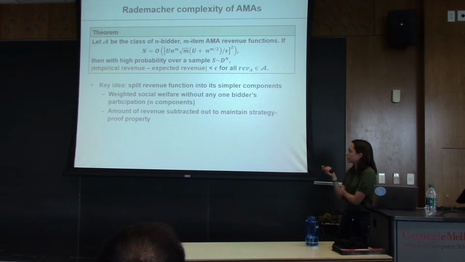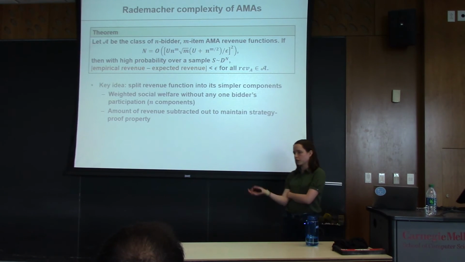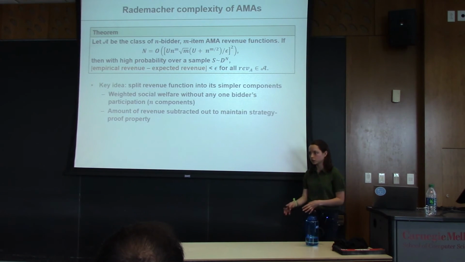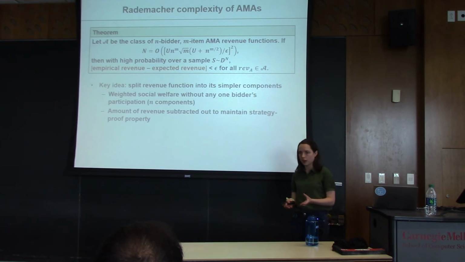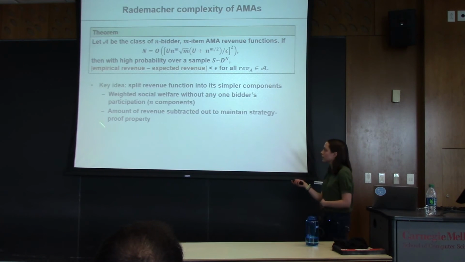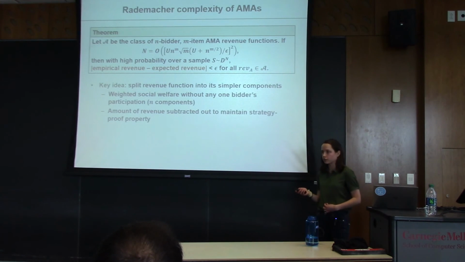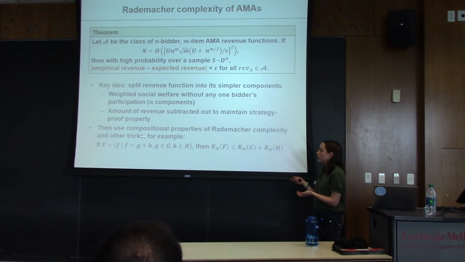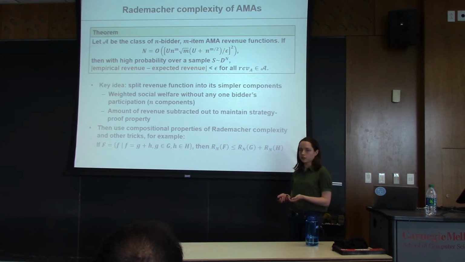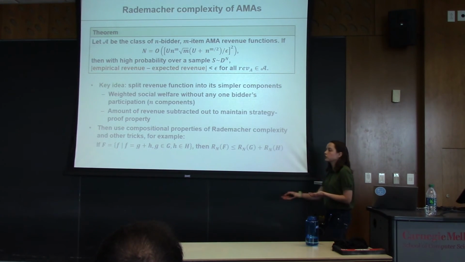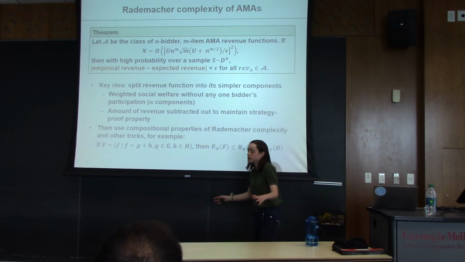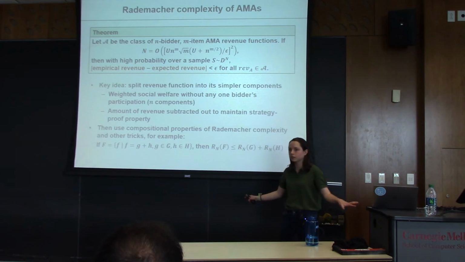So for example, we can look at the weighted social welfare without any one bidder's participation. That's a component of the revenue function. We can look at the Rademacher complexity of that. And then we can look at the amount of revenue subtracted out to, you could say, maintain strategy proofness, look at the Rademacher complexity of that, and then use these very useful compositional properties of Rademacher complexity and other tricks to combine these separate n+1 many analyses into one bound of the Rademacher complexity.